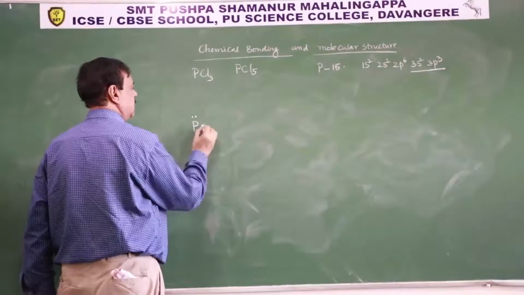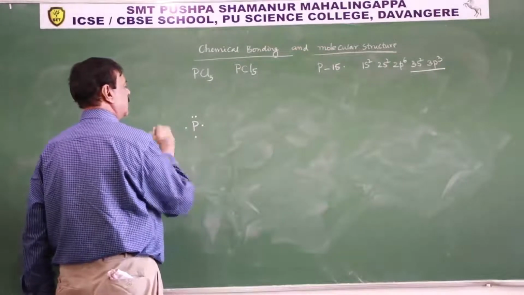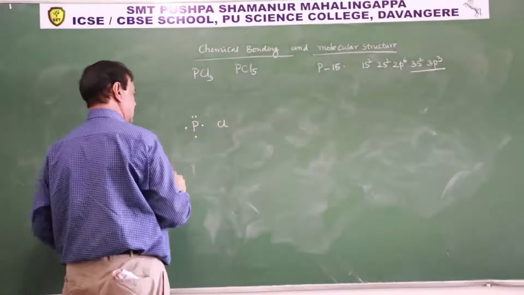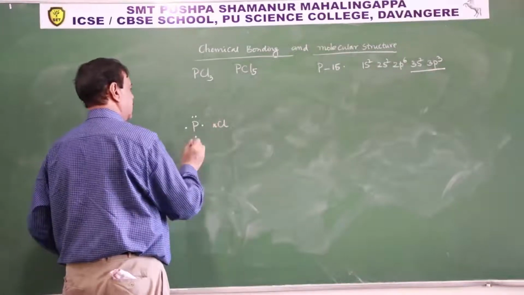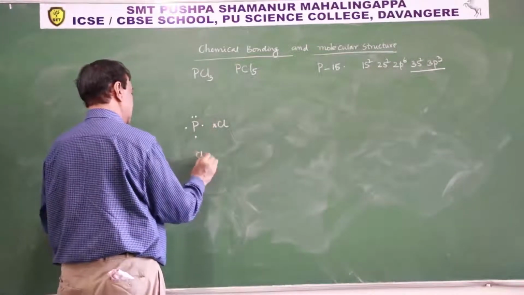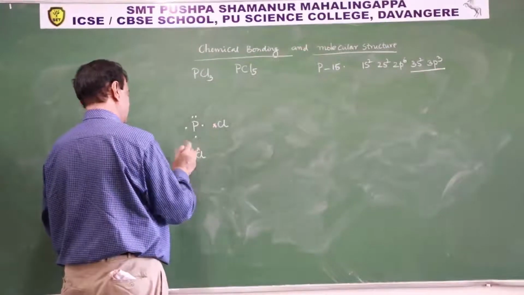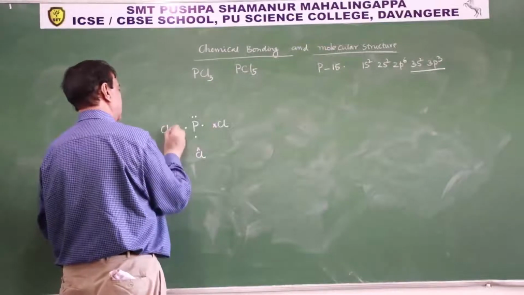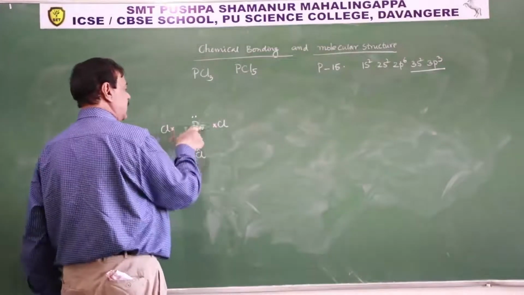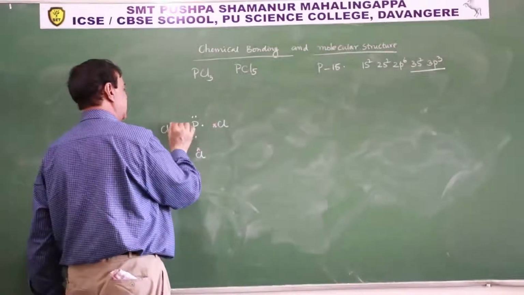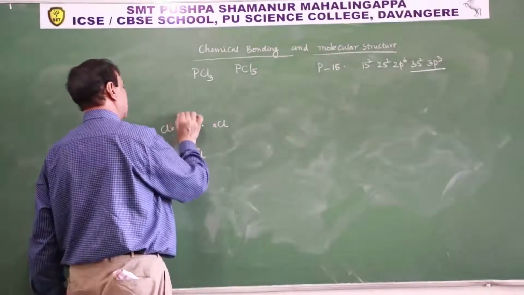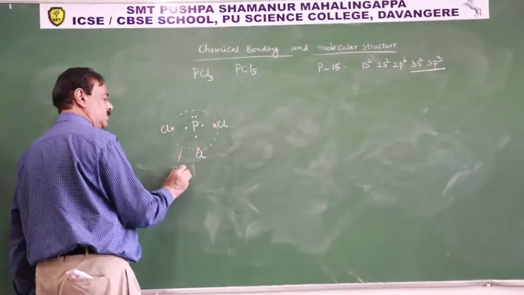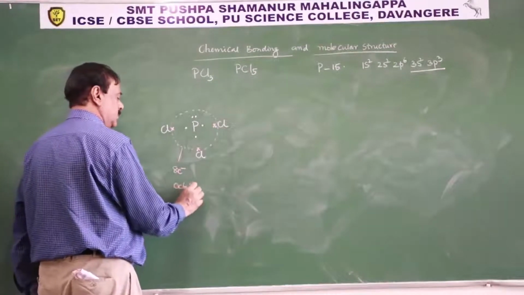These are Cl, 1 electron, and Cl, 1 electron, and Cl, 1 electron. See, 5 electrons here, and 1, 2, 3 electrons are here. Now it is an octet state. This is 8 electrons now. 8 electrons corresponds to octet.